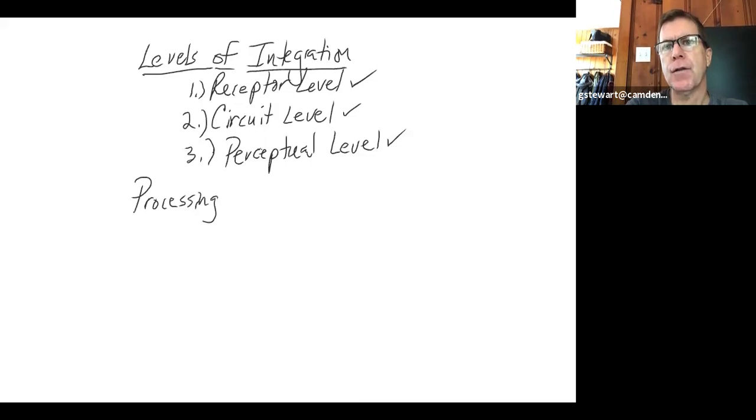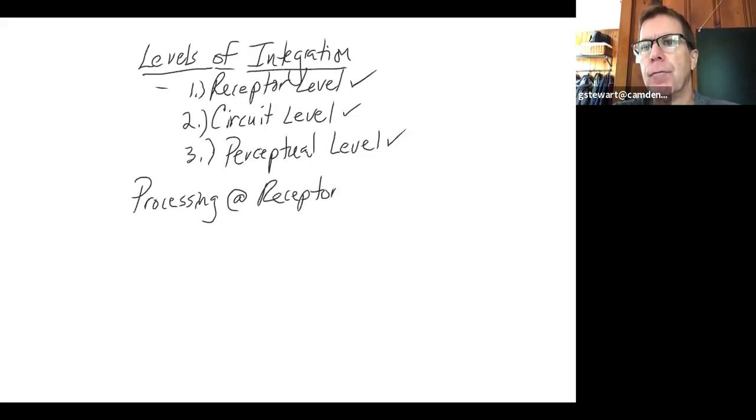So we'll just handle these in terms of 1, 2, and 3. I'm going to skip over mostly step 2. This is just processing at the receptor level. Let's briefly talk about number 1.